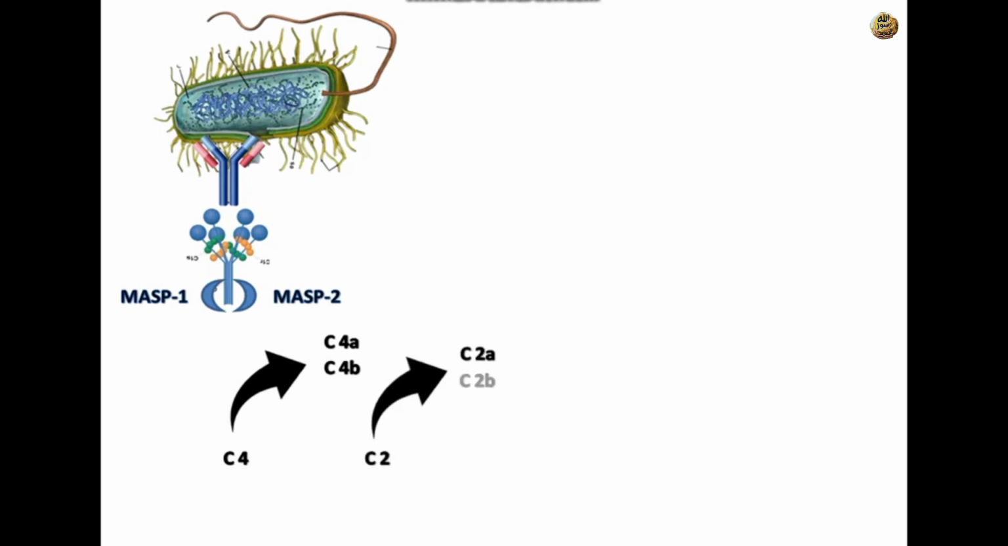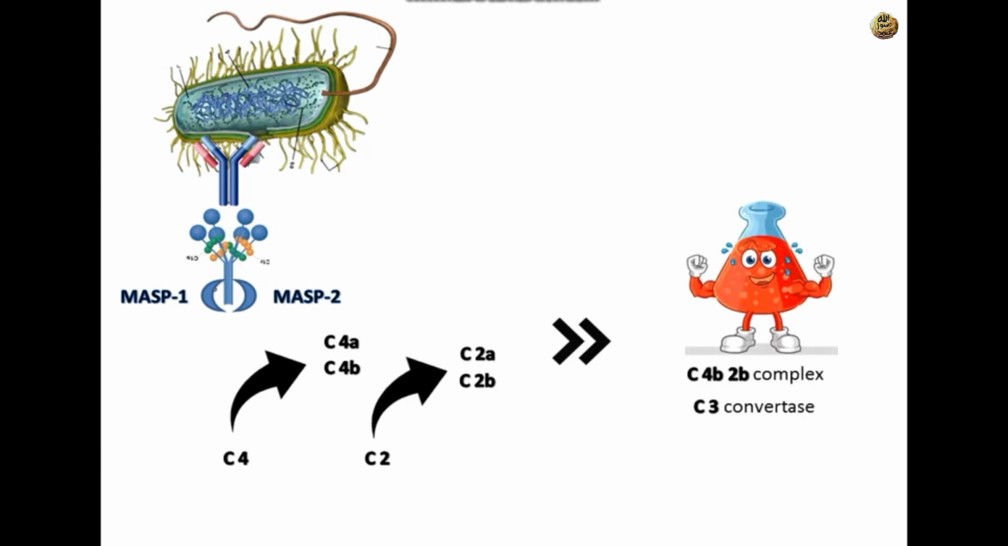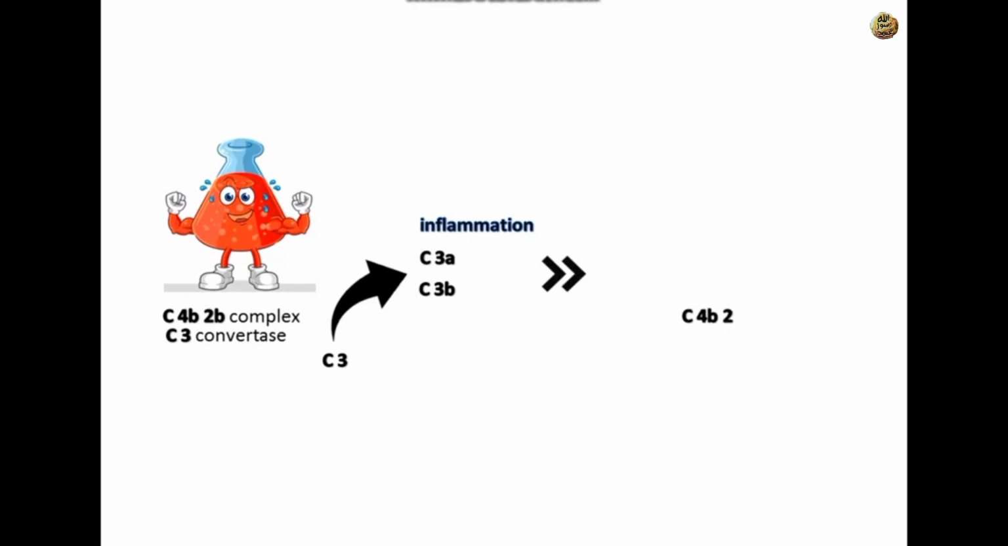After that, the C4b and C2b combine together and form an enzyme complex called C3 convertase, which is actually C4b2b. The C3 convertase works on C3 and cleaves it to C3a and C3b. C3a helps in inflammation, while C3b along with C3 convertase forms C5 convertase.